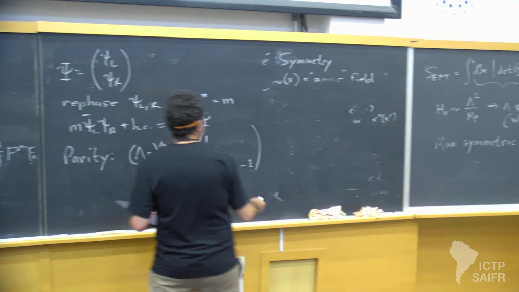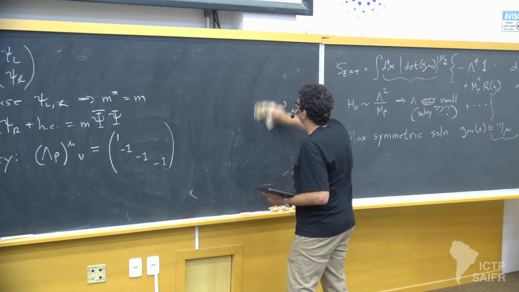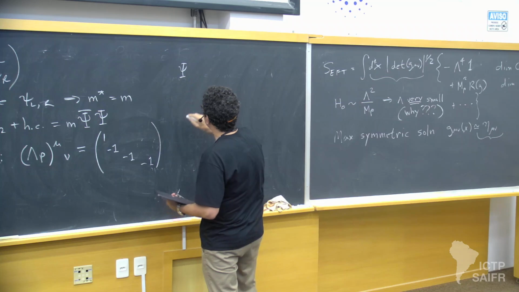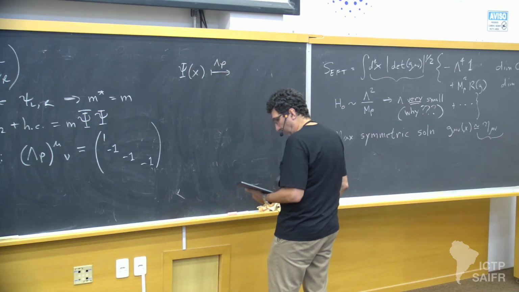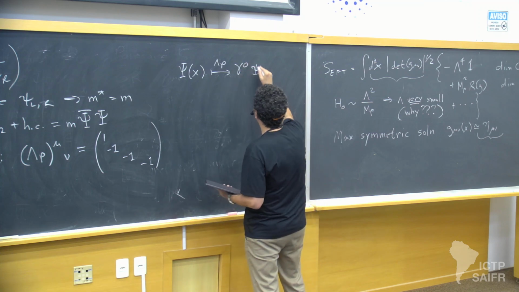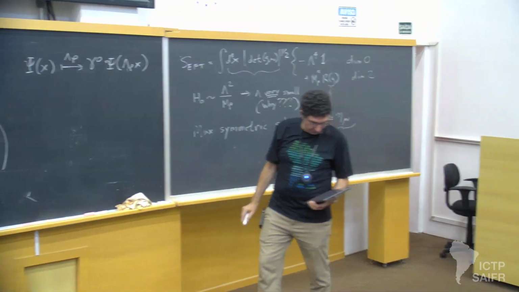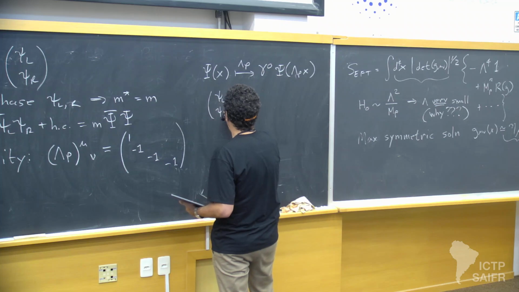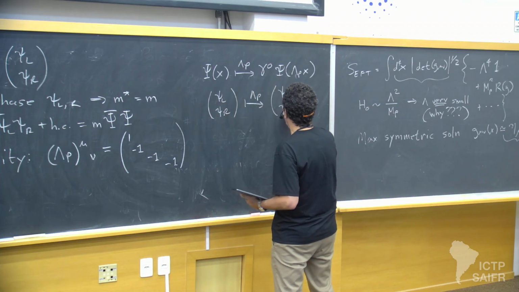And then how do these fields transform under this? Well, I'm going to tell you the answer in the Dirac notation, okay? In the Dirac notation, you can look at this in your favorite textbook. How do things transform under this? There's some gamma 0, and there's psi of Lambda_P x. Okay, so that's how the Dirac fields transform. And in terms of psi L and psi R, what does this look like? It looks like psi R, psi L.